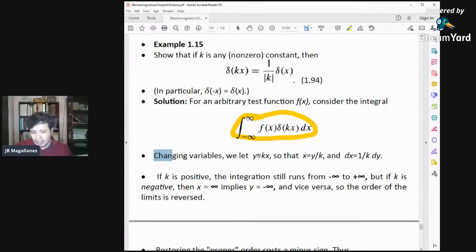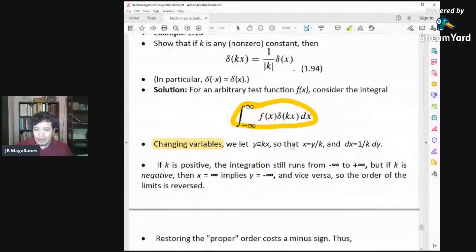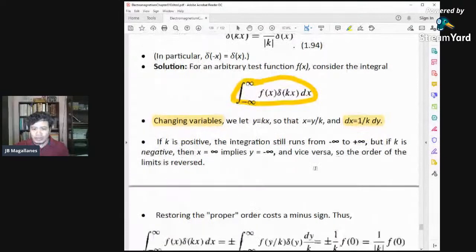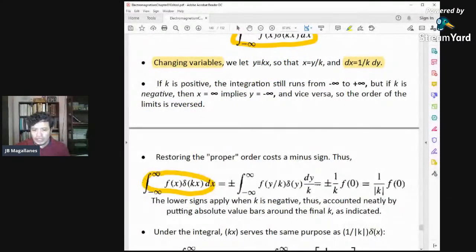By changing variables, as we did last time, to y equals kx, then x is equal to y over k, so that the derivative of x is just equal to 1 over k times the derivative of y. So you can change everything here to the variable y. What is the value of y that makes this 0? y is equal to 0. So this is 0 over k, which would just be equal to 0. So you take that out of the integral: f of 0 and 1 over k. But what is f of 0?